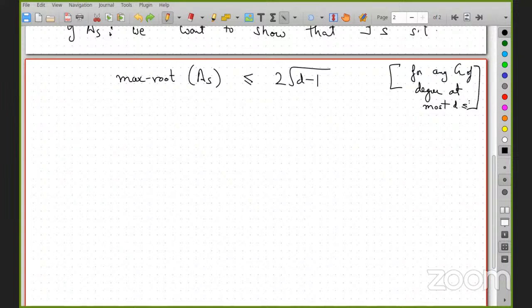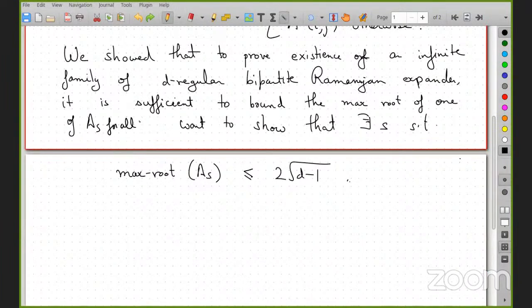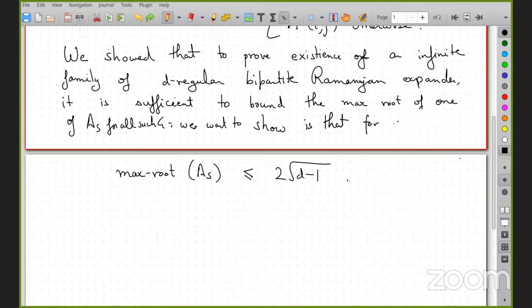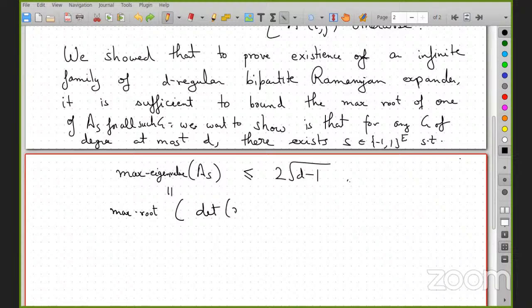What we want to show is that for any G of degree at most D, there exists an S such that the max root is small. Sorry, what is the max root of x? Max eigenvalue, right? Which is equal to the max root of the polynomial, the determinant of xI minus AS.